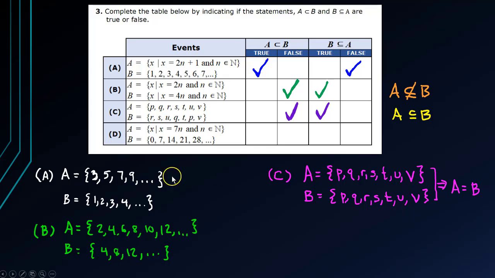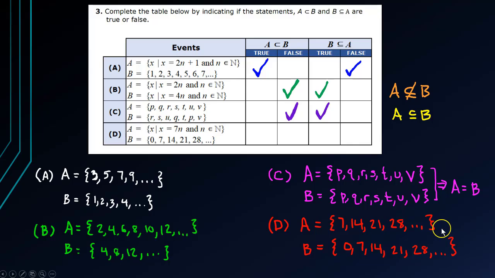For D, we have B being the set 0, 7, 14, 21, 28. A is the set of all numbers that are basically multiples of 7 of the natural numbers. So A would be 7, 14, 21, 28, and so forth. B is 0, 7, 14, 21, 28. So basically, B is the exact same thing as A, except it also includes the number 0. That's really the only difference. B basically has one more term than A does.